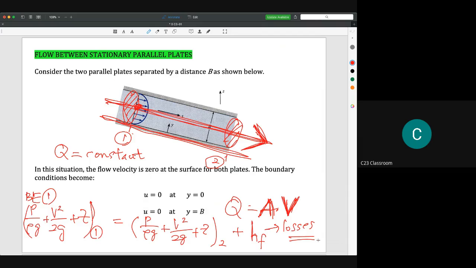However, even though the velocity is constant, the pressure will become lower and lower. Why? Because a part of that energy is converted to overcome the losses. So normally the pressure will become lower and lower because a part of that energy is used to overcome the losses. Losses mean the resistance that occurs when fluid moves from one point to another.